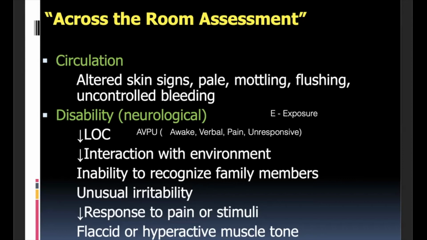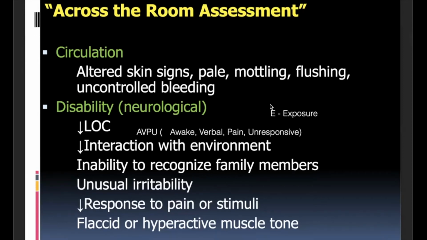So we need to remove constricting clothes and also jewelry, but we still need to cover the patient to prevent hypothermia. And of course we need to respect the patient's modesty and privacy. So I hope this part of your assessment, your ABCDE approach, is clear so that we can move on to our next part. Now let's go here.